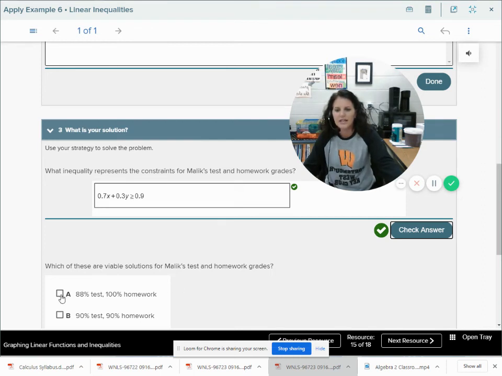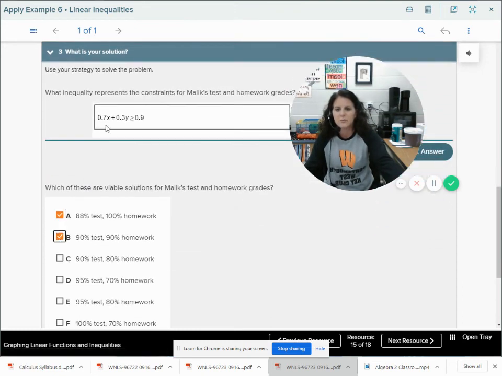Well, let's plug it in. 88%. So if I plug in 88 here and 100 here, is it going to be true? You can do the math. Yes, that works. If I plug in 90 and 90, does it work? Yes, it does. You can plug it in and do the math. If I plug in 90 and 80, no, that's not going to give me a score greater than 90. Do the math, complete it.